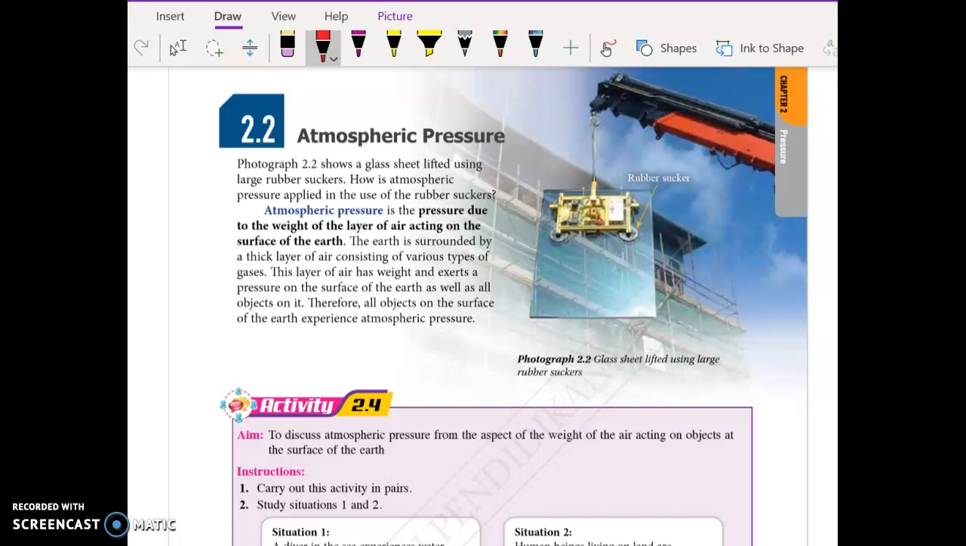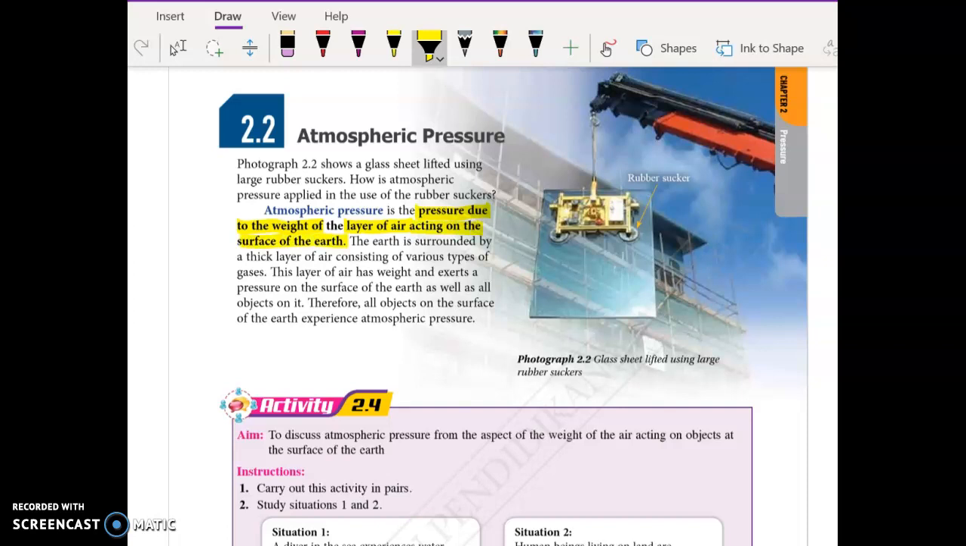So we are going to proceed with 2.2 atmospheric pressure. In the previous subtopic, you have learned about liquid pressure. Liquid pressure is the pressure due to the weight of the liquid acting on the object. Now, atmospheric pressure is the pressure due to the weight of the layer of air acting on the surface of the earth.